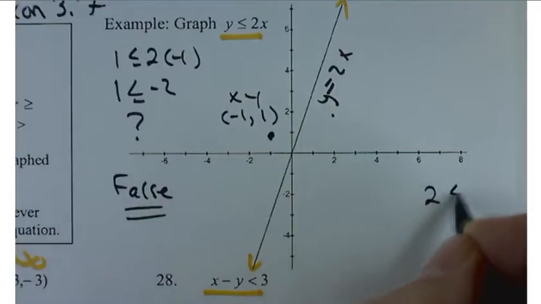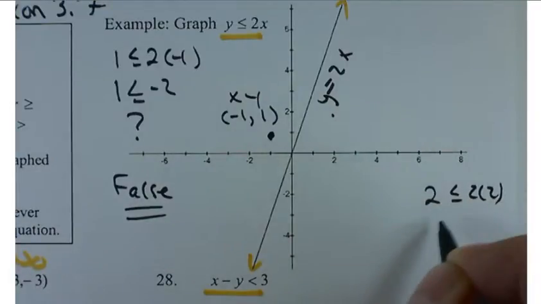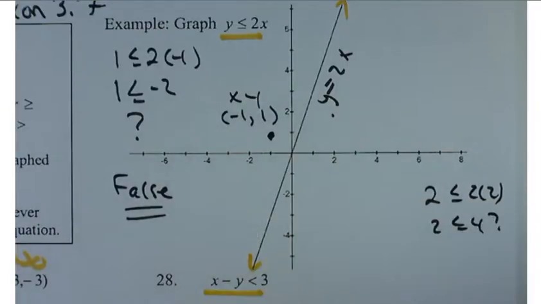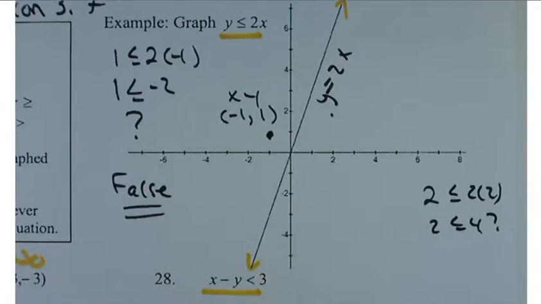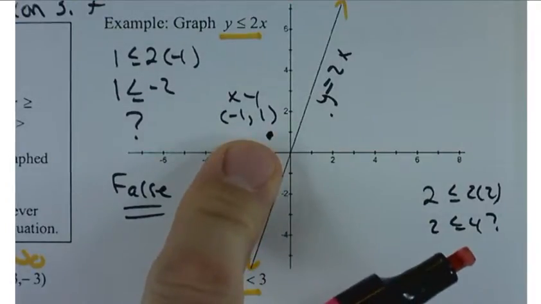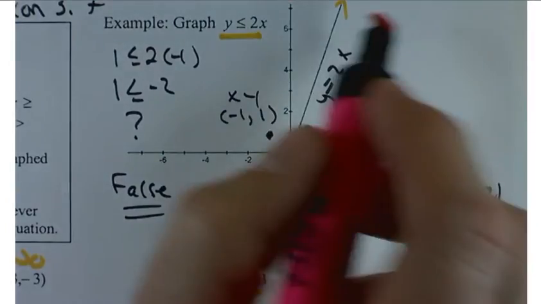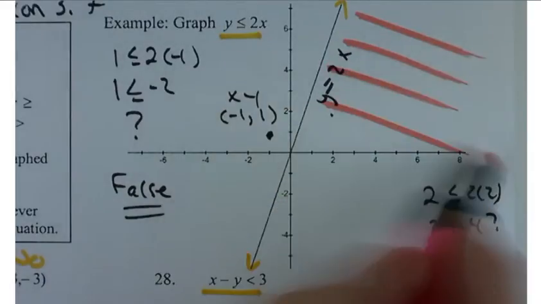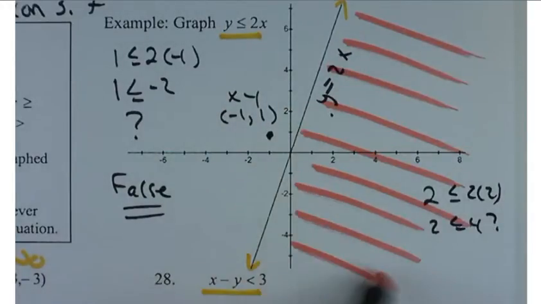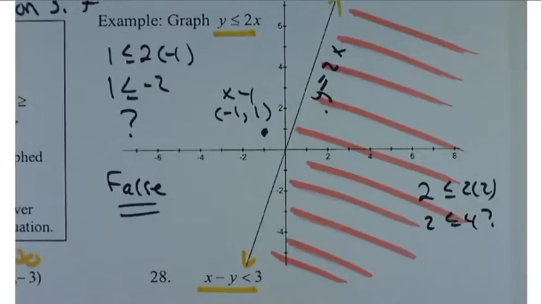2 is less than or equal to 2 times 2. Is 2 less than or equal to 4? Is that true or false? That's true. So that's the side of the inequality that I wanted to shade. Now I've got to confess to you, I really didn't need to test that second point. Once this tested out false, I knew the other side satisfied the inequality. And the rest of your work here is to shade that side of your inequality.